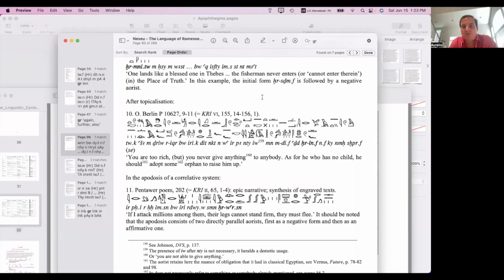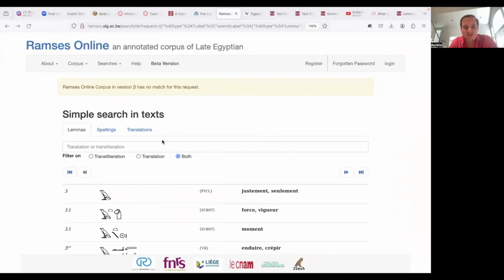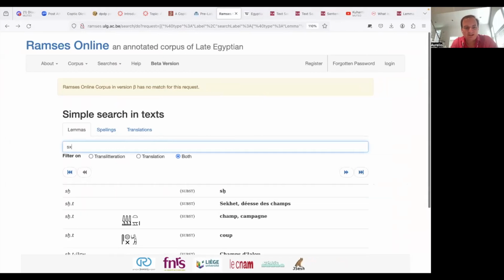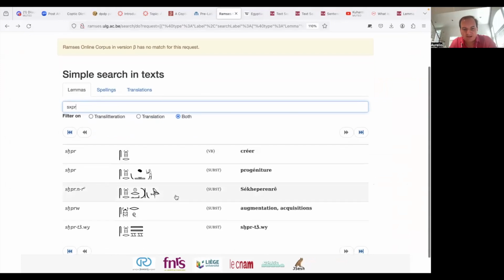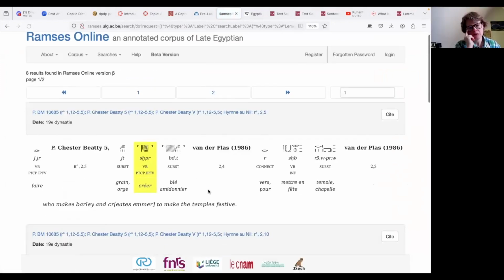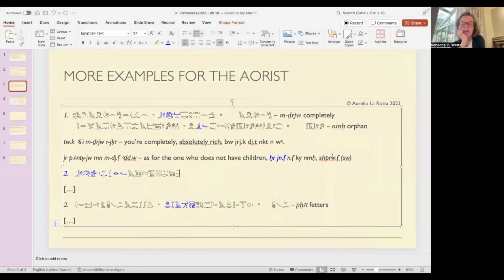I'm wondering how secheper is used. Did we have it here anywhere? Secheper. Just had create. Is it passive? That's the interesting question. That's why I said make exist, because cheper is possibly translated as exist.